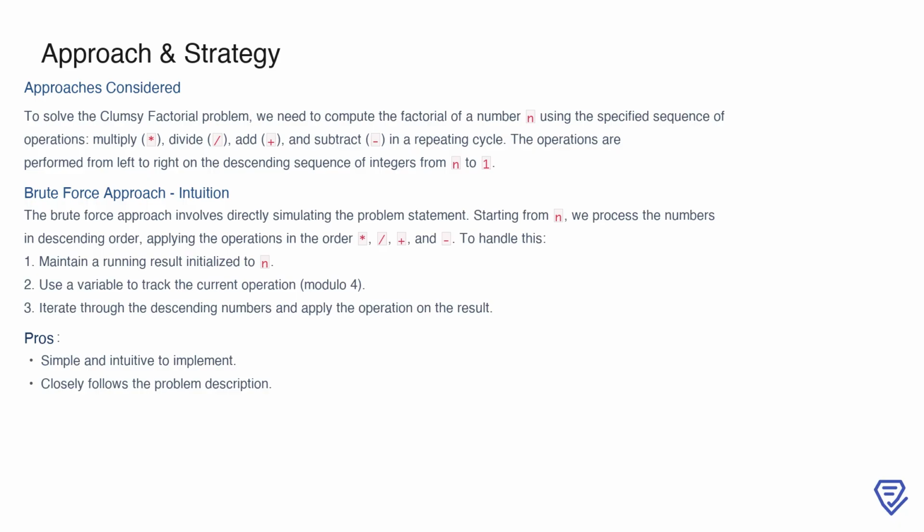One straightforward way to approach this is by directly simulating the process as described in the problem statement. This brute force method involves maintaining a running result, which is initially set to n, and iterating through each descending number while applying the operations in a cyclical manner. To manage this, we track the current operation using the modulo operator with 4, as the operations repeat every 4 steps. This approach is easy to implement and mirrors the problem's requirements closely, making it a natural starting point for understanding the solution.